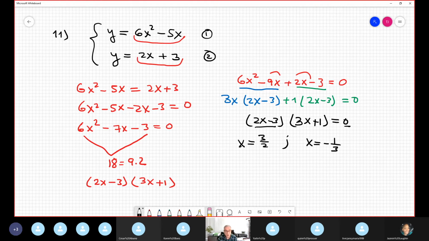No? Okay, now after that, I need to find the y value. You take either equation. However, in my opinion, the easier equation is the second. So I take y is equal to 2 times 3/2 plus 3.